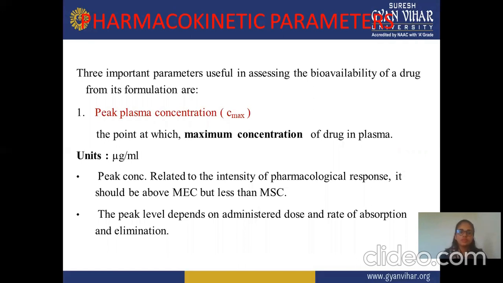The unit of Cmax, or peak plasma concentration, is micrograms per ml. Peak concentration is related to the intensity of pharmacological response. It should be above the MEC, the minimum effective concentration, but less than the MSC, the maximum safe concentration. The peak level depends on the administered dose and the rates of absorption and elimination of the drug. So this is the peak plasma concentration.